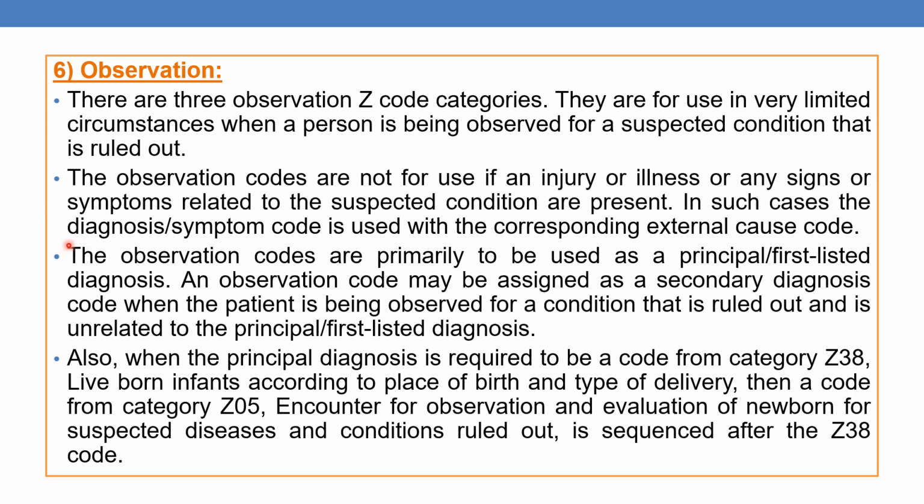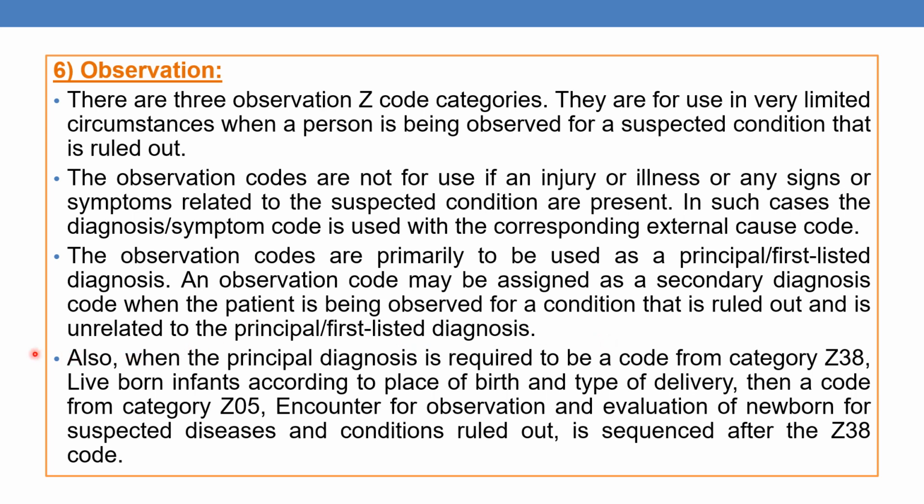The observation codes are primarily to be used as a principal or first listed diagnosis. And they can be used as a secondary diagnosis also in certain cases. An observation code may be assigned as a secondary diagnosis when the patient is being observed for a condition that is ruled out and is unrelated to the principal or first listed diagnosis.